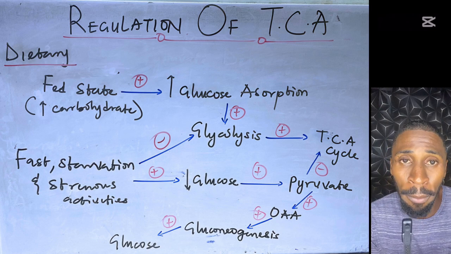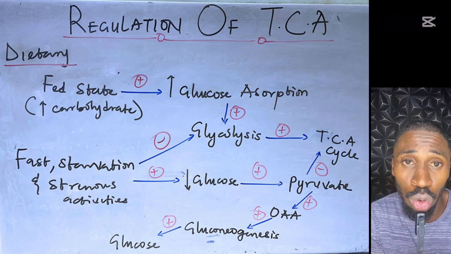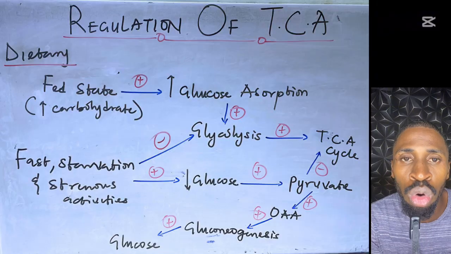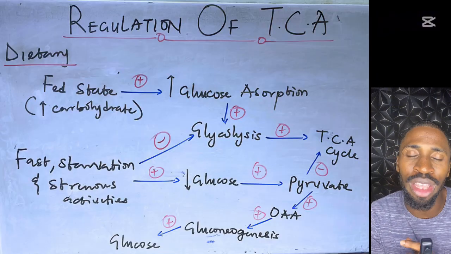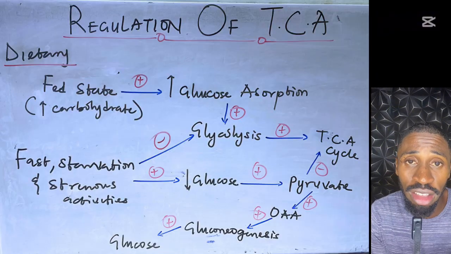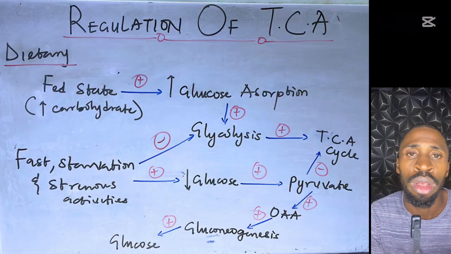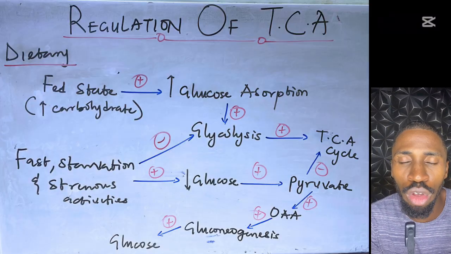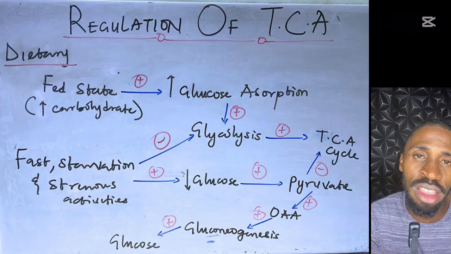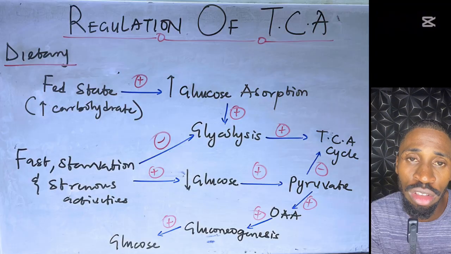Inhibited. From my pyruvate, instead of forming acetyl-CoA, I'll form what? Oxaloacetate, which I'll be talking about in the later video on gluconeogenesis, so don't forget it. Fasting, starvation, and strenuous exercise inhibit the TCA cycle by also inhibiting glycolysis.